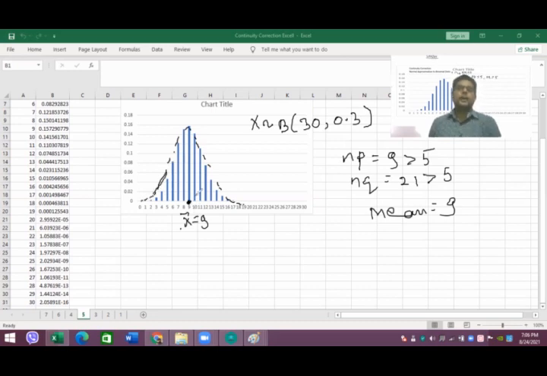So if you further increase from n equals 20 to 30, the curve on top of each bar is even closer to the normal distribution curve. The normal distribution curve is always symmetrical about the mean position. So note it down.